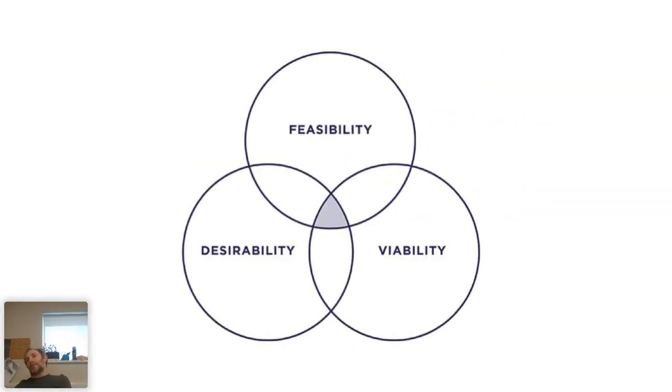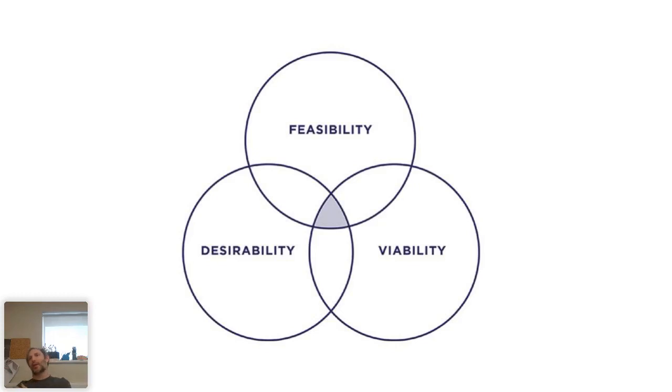So again, this is from IDEO, and it's called the three lenses of innovation. Some of you may have seen it before. Feasibility, desirability, viability. Desirable: people want it, so the human aspect of the project. Feasible: can we actually do it? So the technical aspect. And viable: we won't go broke doing it, so the business side of things.